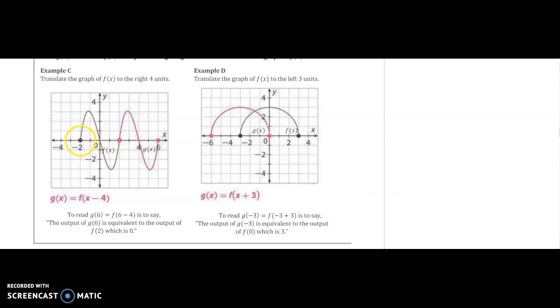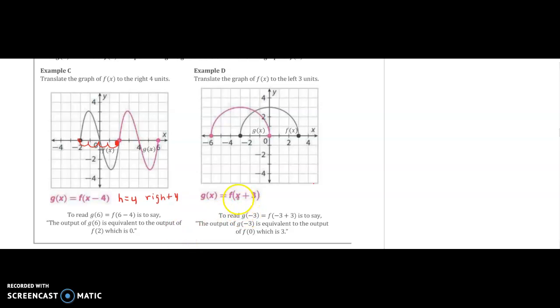It gets shifted to the right how many? Well, this point starts here and it goes 1, 2, 3, 4, and it ends here, right? And then this original point starts here and goes 1, 2, 3, 4 here. So this is h equals 4. Remember, h is the opposite sign. It's the value that's being subtracted, and that means right 4.